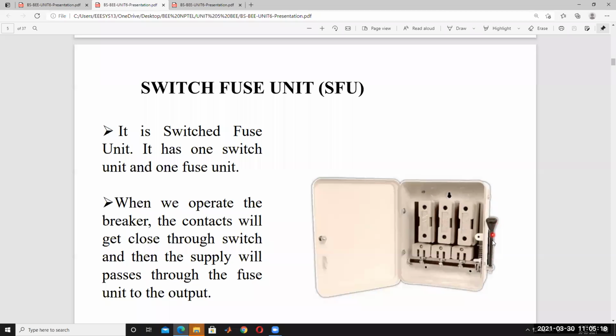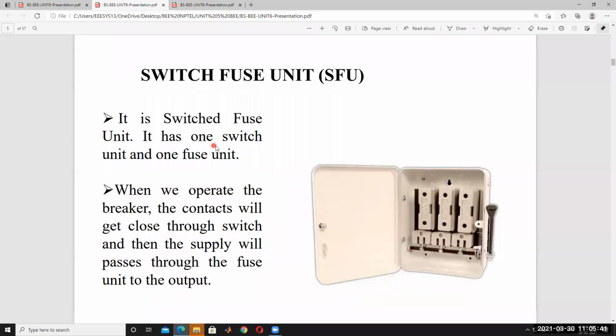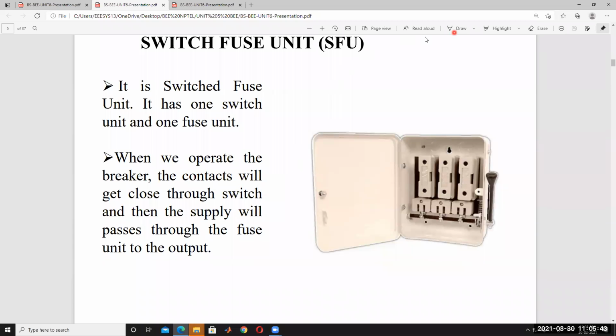When we operate the breaker, the contacts get closed through the switch, and the supply passes through the fuse unit to the output. When it is closed, the supply passes from the supply terminal through the fuse to our equipment and devices. This is called an SFU, a switch fuse unit. Understood?